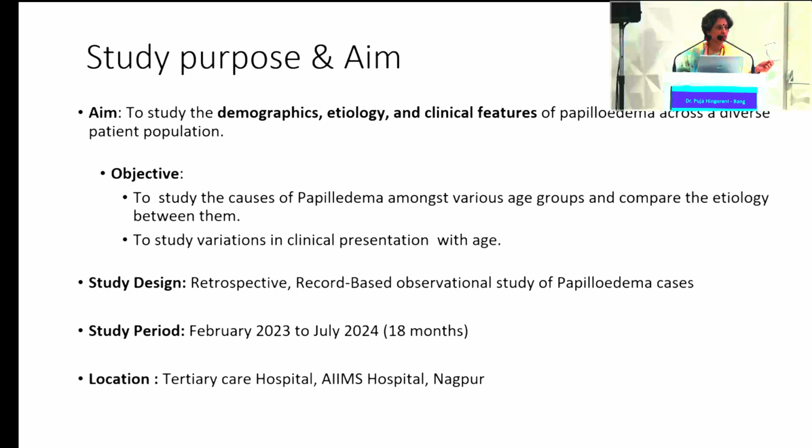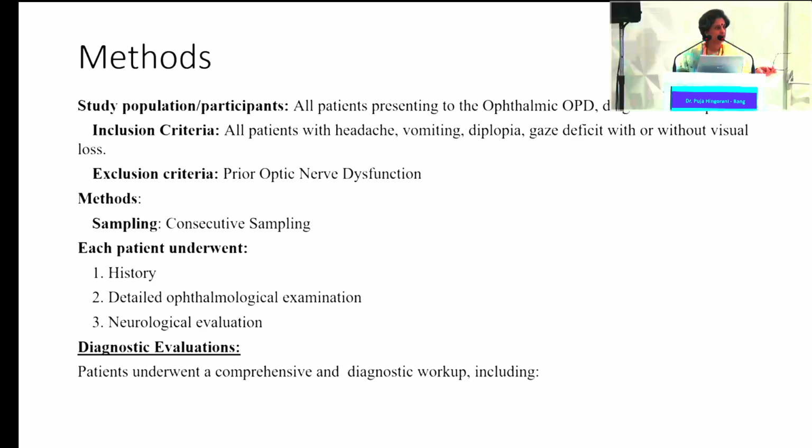So ophthalmic examination or investigations. It was retrospective, record-based. We took 150 cases, and it spanned over 1.5 years, in a tertiary hospital. The participants were everyone who was diagnosed with papilledema; we ruled out any prior optic nerve dysfunction and also demyelinating disorders. It was consecutive and convenient sampling. All patients had already undergone a detailed history, a good ophthalmic examination, and a neurological evaluation. Wherever needed, they underwent MRI, lumbar puncture, etc.